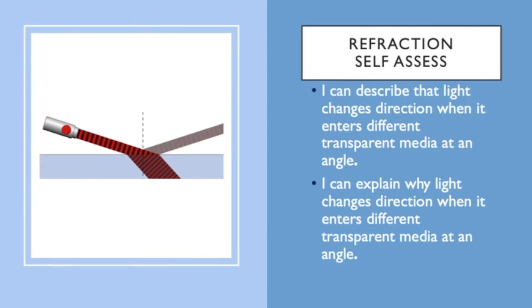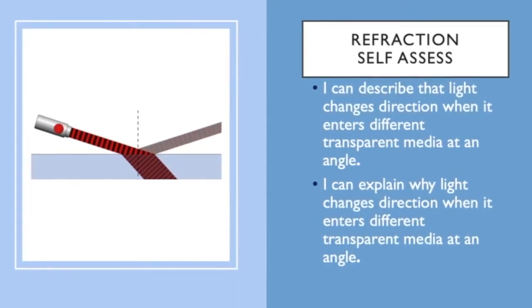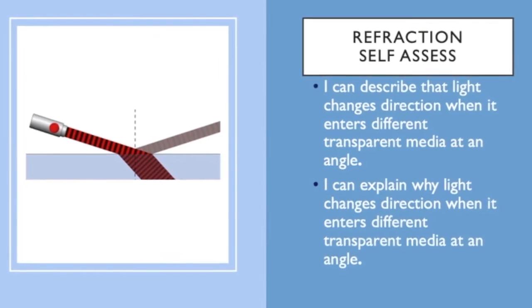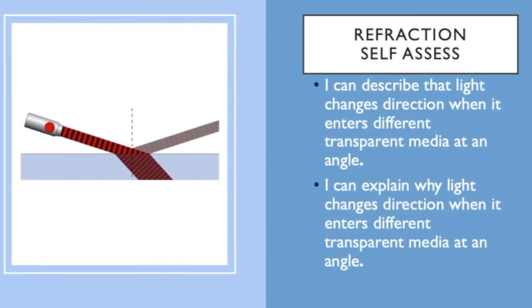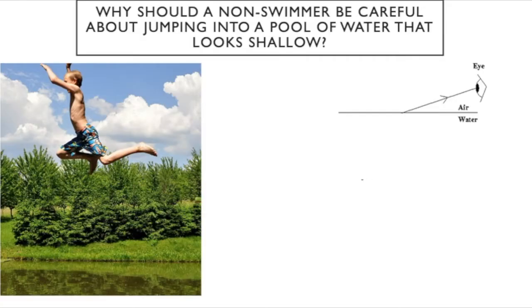Okay, so this is what you should be able to do by the end of this lesson. You should be able to describe that light changes direction when it enters different transparent media at an angle, and you should be able to explain why light changes direction when it does that. So why should a non-swimmer be careful about jumping into a pool of water that looks shallow?